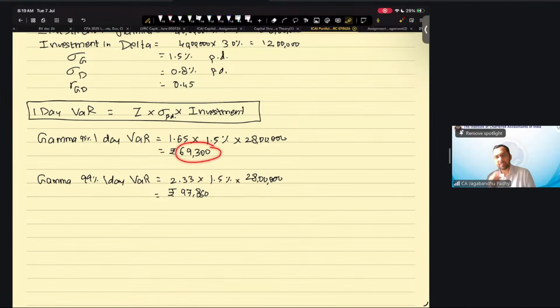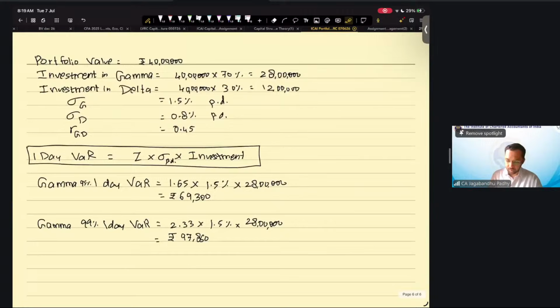What do you mean by this value at risk, guys? Value at risk means the money which is at stake. It simply means this is the maximum loss that you can make with 95% surety in any particular day. On any particular day, with 95% surety, you can be sure that the loss cannot exceed 69,300. And with 99% surety, you can say it cannot exceed 97,860.